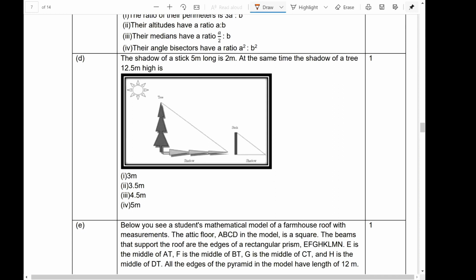The shadow of a stick. So you can see this is the shadow of the stick, 5 meters long. So stick is 5 meters long, shadow is 2 meters. At the same time, shadow of a tree, and this is the shadow of the tree, 12.5 meters is the height of the tree. So we can easily compare. If I take the shadow of the tree as x, then we'll write 12.5 upon x that is equal to 5 by 2, which means 5x is equal to 12.5 into 2, that is 25, or x is equal to 5 meters.